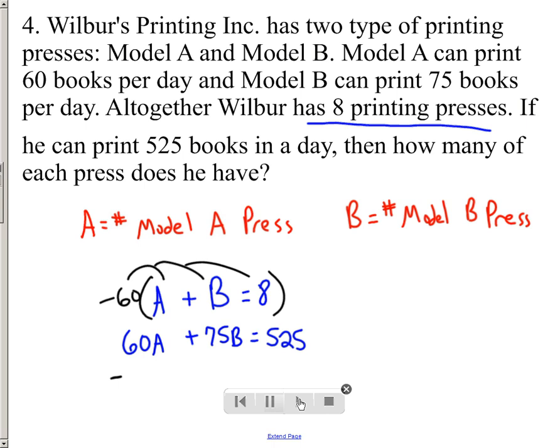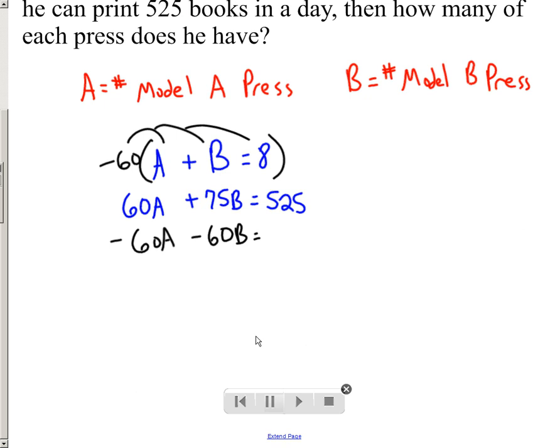And I've decided that I'd like to try to cancel out the A, so I'm multiplying that first equation by negative 60. And then we just add the equations together. Apologies, this is a negative 480 that's sitting here on this end. My handwriting's a little sloppy. But after we add those equations together, we get 15b equals 45. And then we would just solve for B.